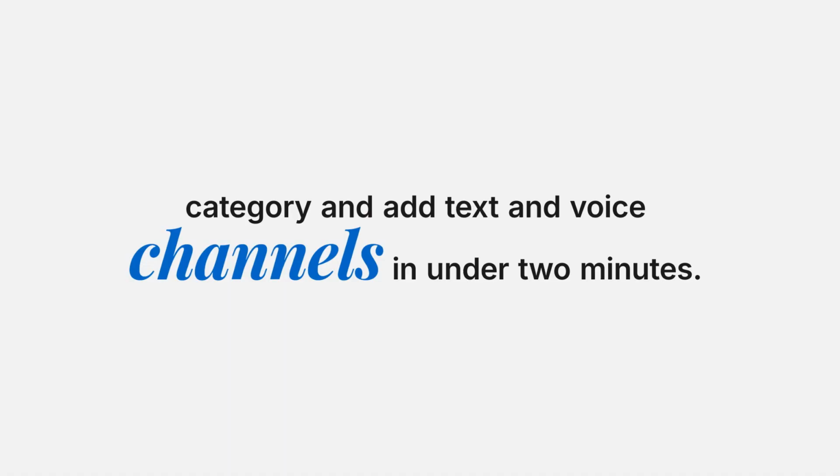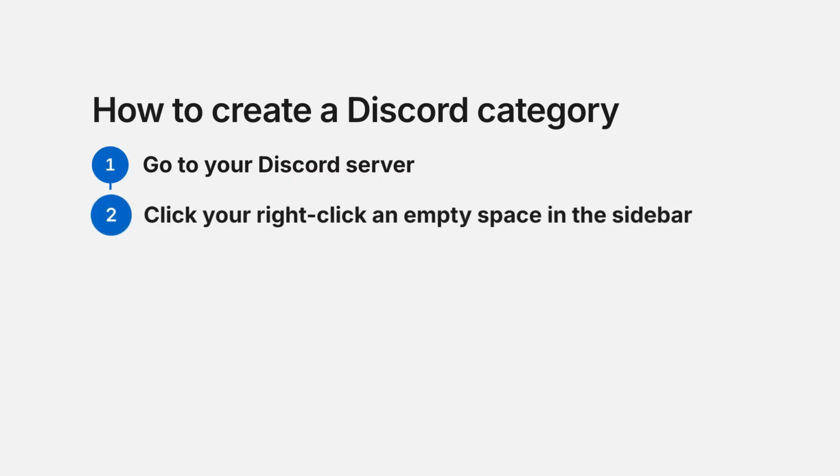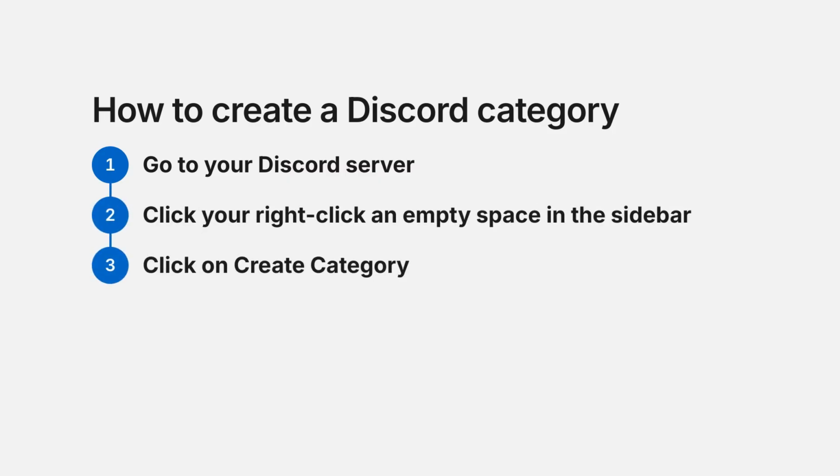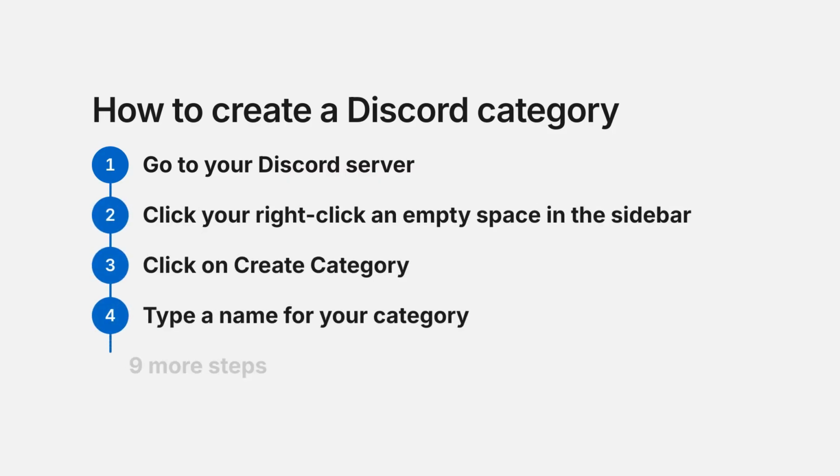Are you tired of scrolling through a messy Discord server? Learn how to create a category and add text and voice channels in under 2 minutes. We'll start by creating the category, then add a text channel and then a voice channel so you can see the full setup in action.